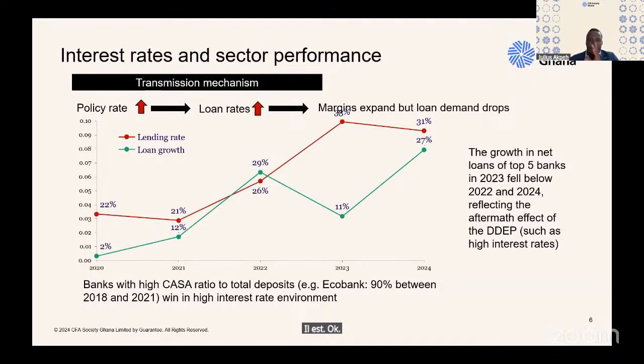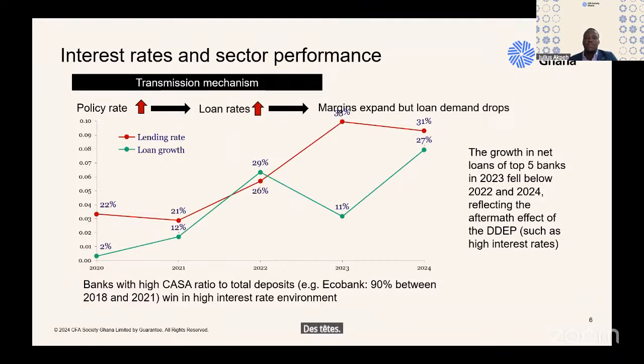Now the whole idea with the interest rate stuff is that the banks with high CASA ratio, that's current account, savings account. And I tend to use the CASA because the current account doesn't attract any interest, and the interest on savings account is quite minimal, right? So banks with high CASA ratio to total deposit tend to have a lower cost of funds. And they tend to win in a high interest rate environment because it doesn't cost them to mobilize deposits that they are going to use to create loans.